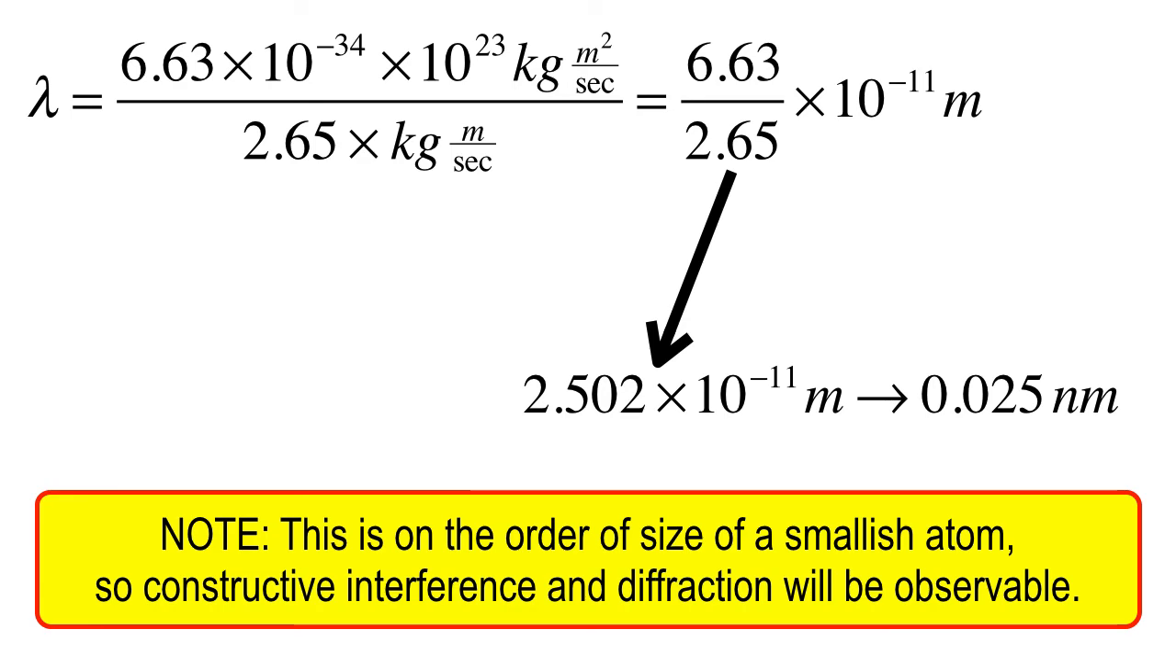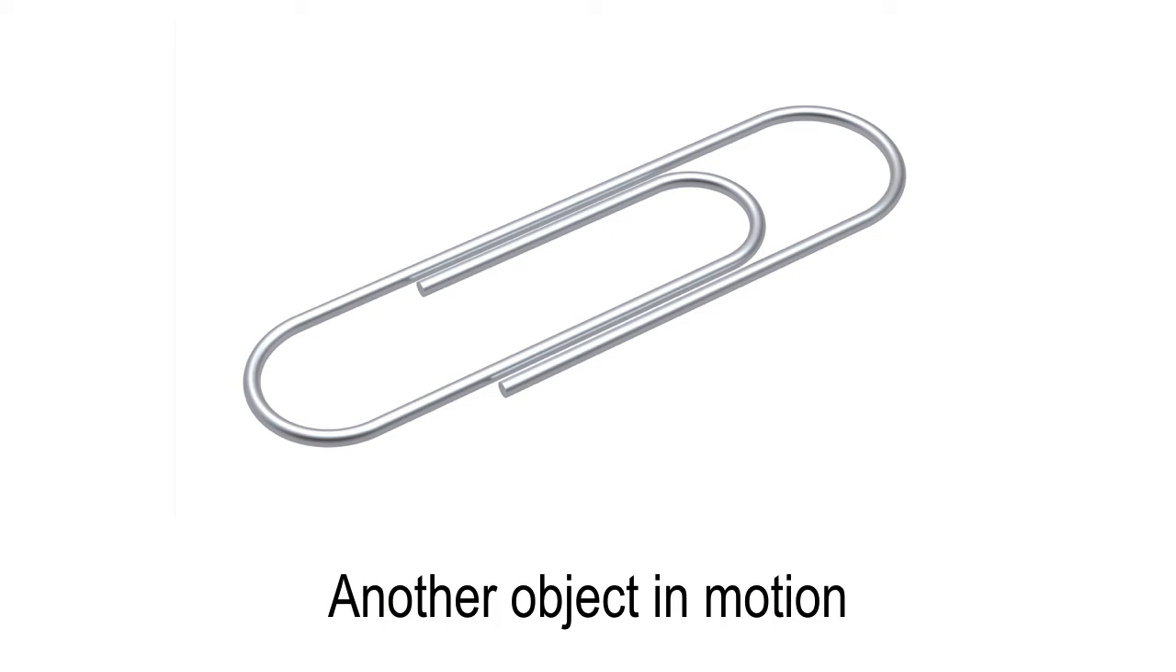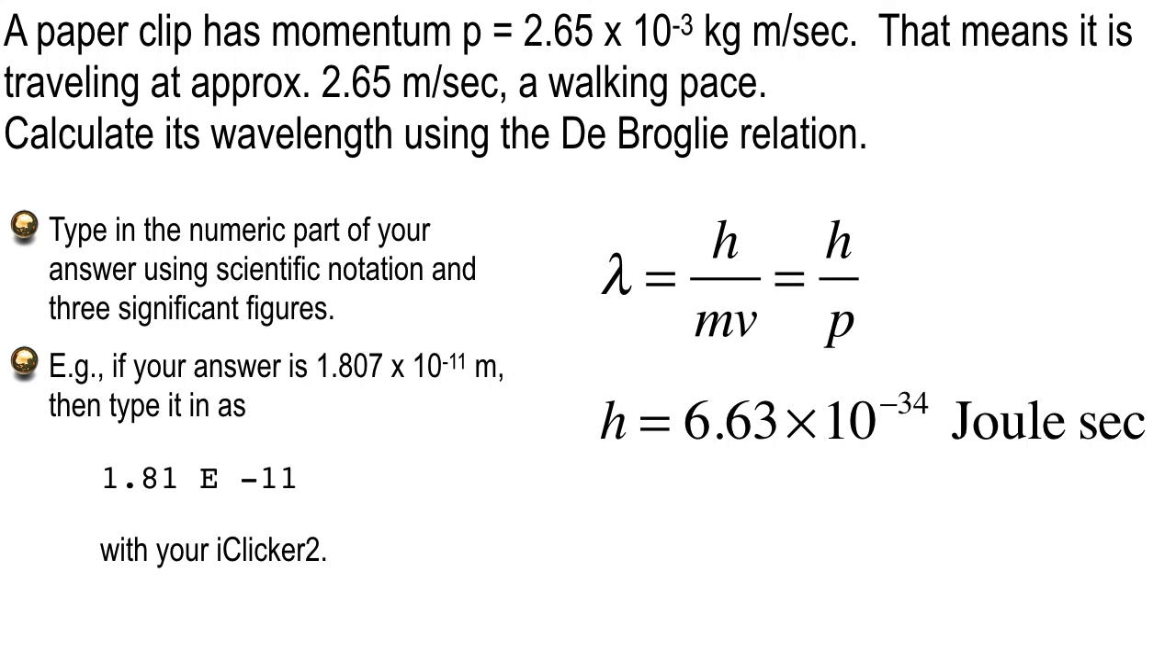All right. Now let's try one more object, and this is what we call in physics a paperclip. The reason that all physicists know about paperclips is that theoretically, an object with a mass of 1 gram, a typical object, is a paperclip. So they always say, all right, 1 gram is about the mass of a paperclip. All right, let's do it. A paperclip has, now this is a little bit bigger, a momentum of 2.65 times 10 to the minus 3 kilograms meters per second.